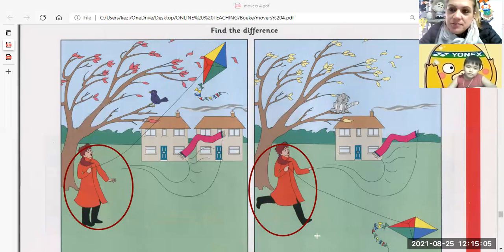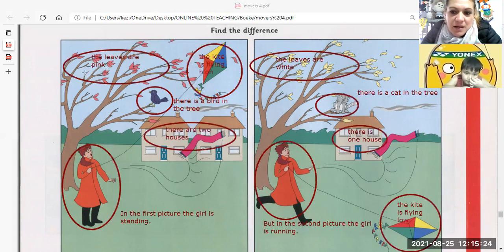In the first picture. Okay, do you want to read it to me first? Let's read it. Tell me about the girl, okay? In the first picture, the girl is standing. But in the second picture, the girl is running.